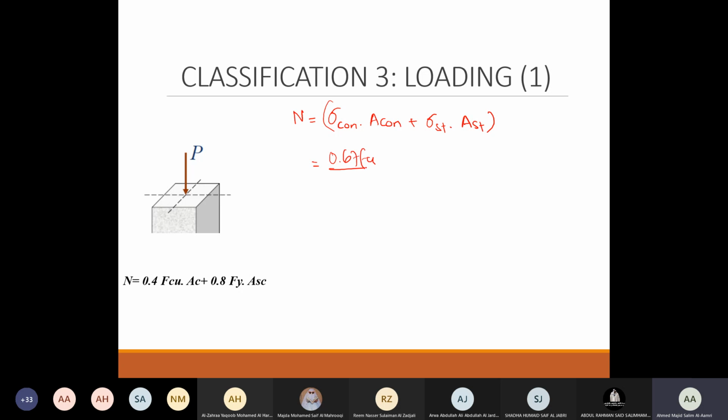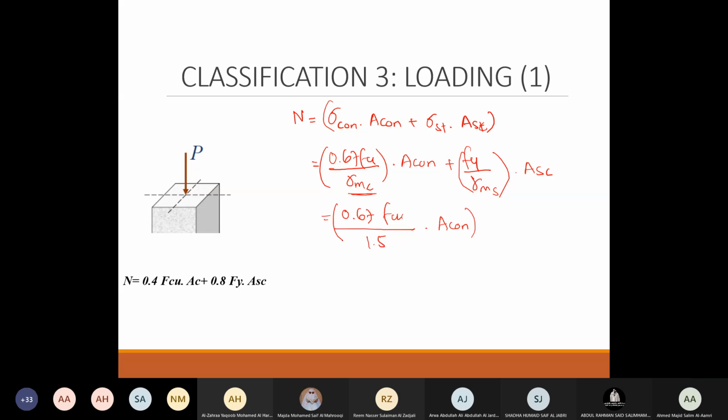Maximum stress of concrete is 0.67 FCU divided by gamma mc, multiplied by area of concrete, plus stress of steel, which is Fy divided by gamma ms, multiplied by area of steel in compression. Since FCU is variable, it changes: 30, 35, 40. Gamma mc for concrete is 1.5, multiplied by area of concrete, plus Fy divided by the factor of safety for steel, which is 1.05, if we are using 460, multiplied by ASC.